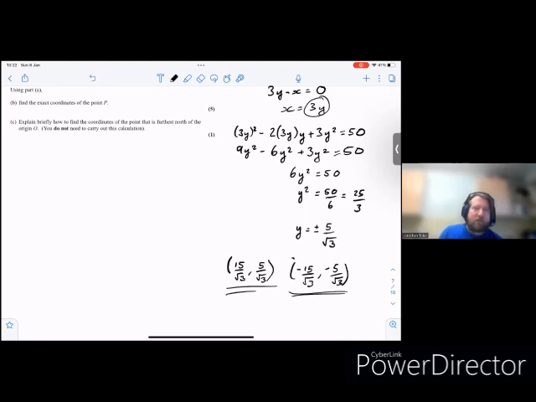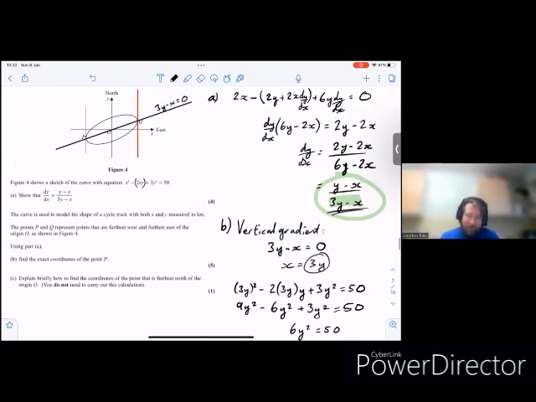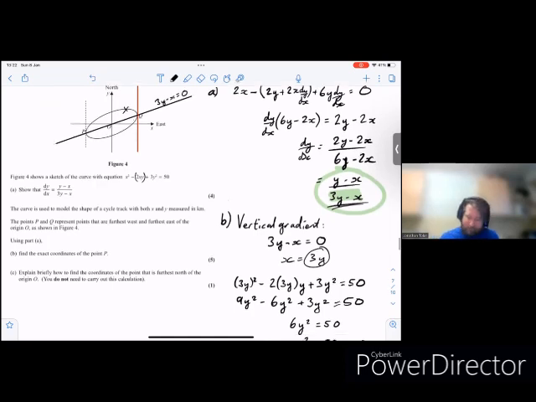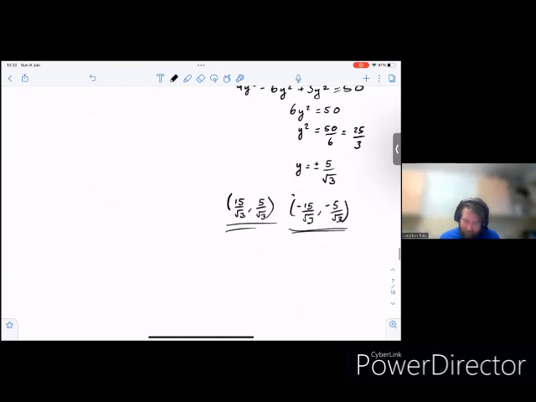Explain briefly how to find the coordinates of the point that's furthest north of the origin. I already alluded to that, so I won't bother writing it down, but I'll explain. If we wanted the point furthest north, that's actually a turning point. So we'd do exactly the same thing as we did for the points P and Q. I've just realized I gave both coordinates, but it was only asking for point P. P has a negative x value, so P is that one. Good job I looked back at the question there.